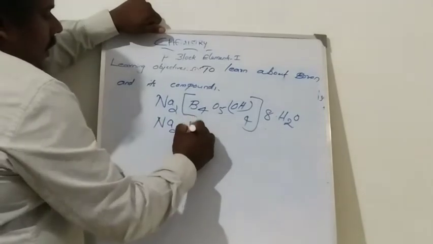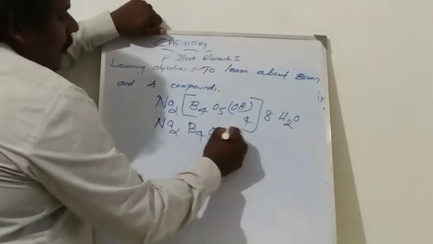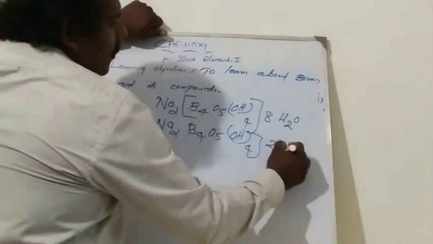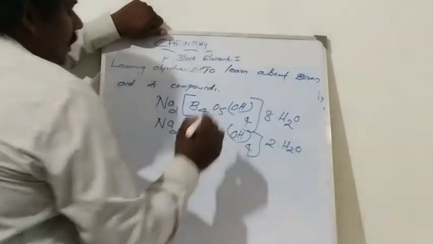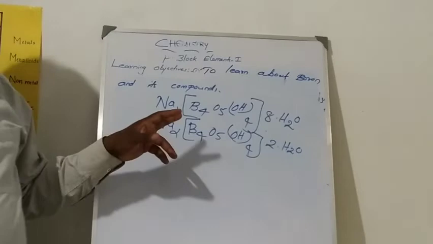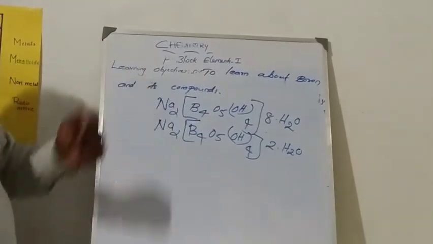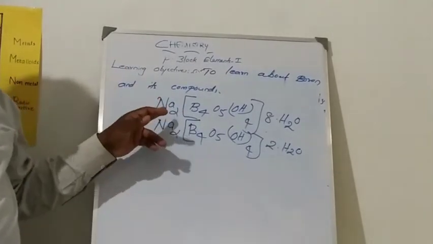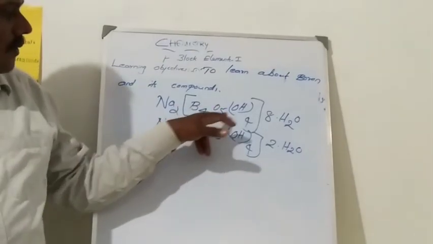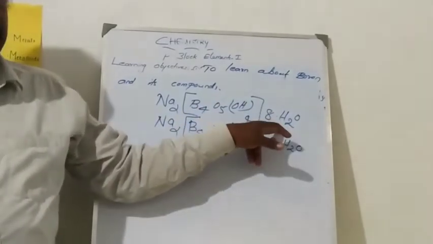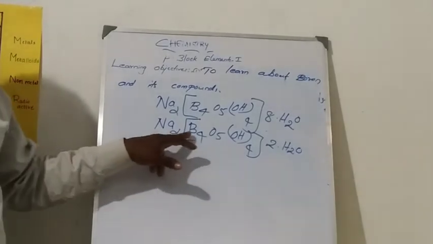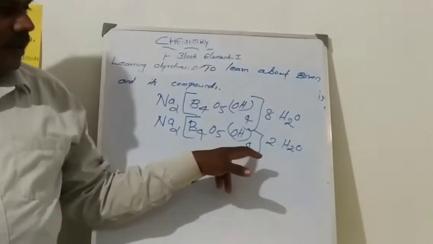Na2B4O5(OH)4 times 2 molecules of water. This is the chief ore of boron. What is borax? What is the formula? Tell me. Na2B4O5(OH)4 times 8H2O. Next one, kernite, Na2B4O5(OH)4 times 2H2O.